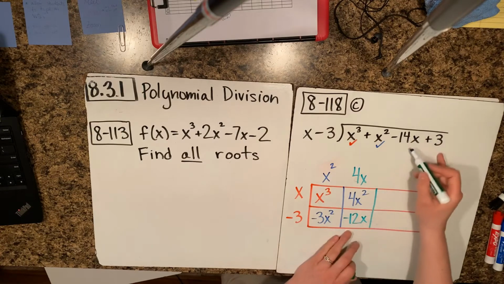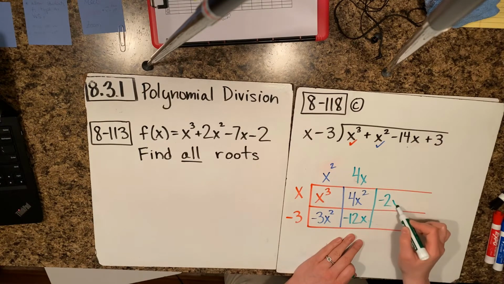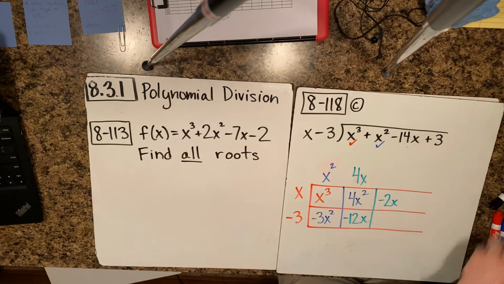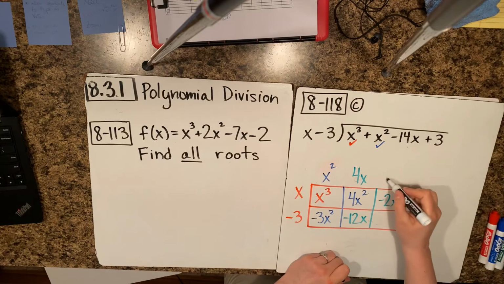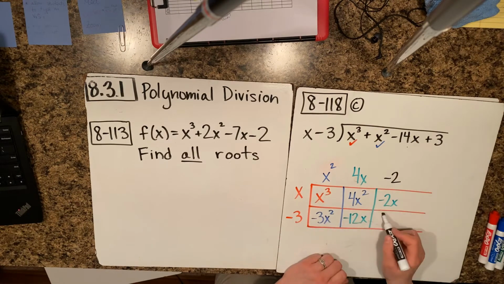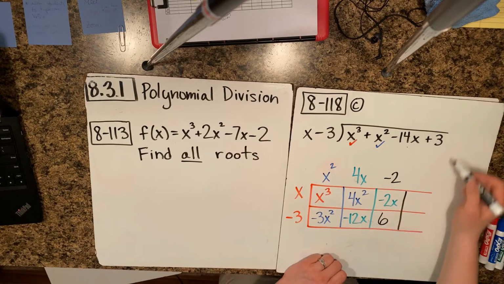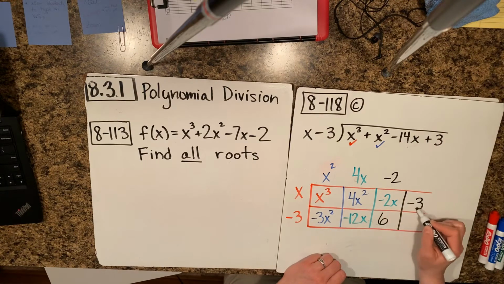Okay, I'm supposed to have negative 14x. I have negative 12. I have to go down by 2 more. Okay, when I figure out what this is, negative 2 times x gives me negative 2x. Multiply and I get 6. What am I supposed to have? A 3. Okay, 6 minus 3 is 3.